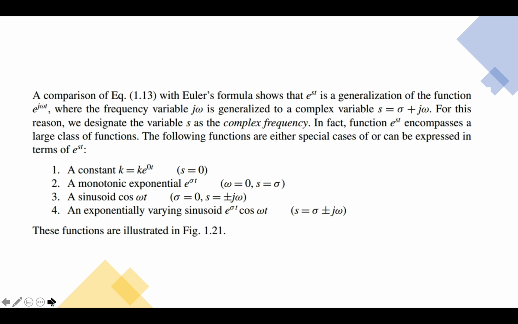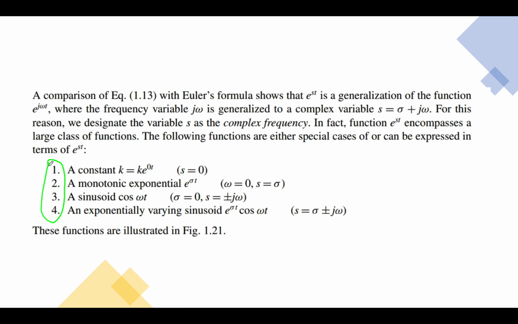A comparison with Euler's formula: e to the st is just a generalization of e to the j omega t, where j omega goes from being a frequency-only value to what we refer to as a complex frequency. In this list here, the author is going over the fact that you can use this to represent a constant, exponential growth or decay, sinusoid, or exponentially varying sinusoid, and what the variables sigma and omega would have to be to get each one of these.